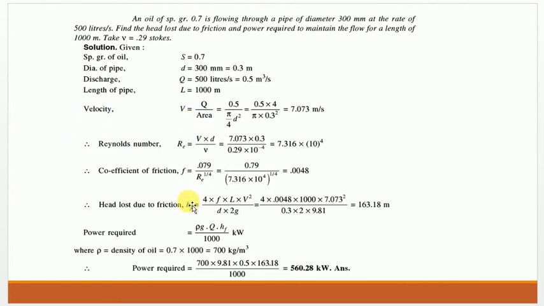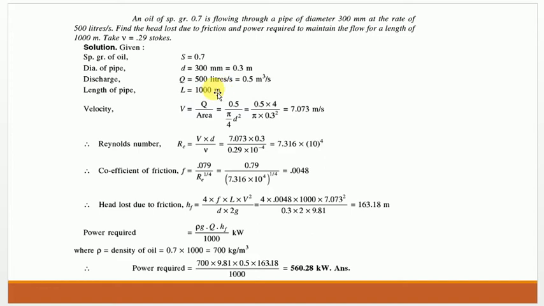To find the head loss due to friction, we know the formula will be 4FLV square by 2GD. F is the frictional factor or coefficient of friction. It is not given, we need to find it. L is the length of the pipe, given as 1000 meter. V, we need to find the velocity. D is the diameter of the pipe, given as 0.3 meter, and G is the acceleration due to gravity, 9.81. To find F and V, first we're going to find the velocity.